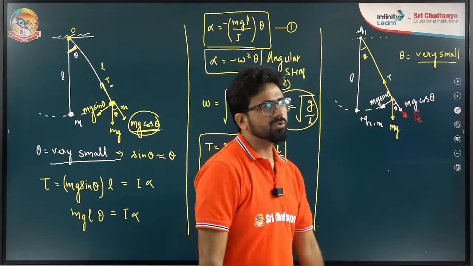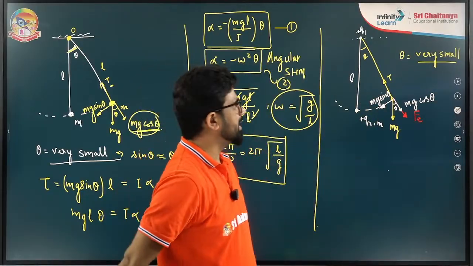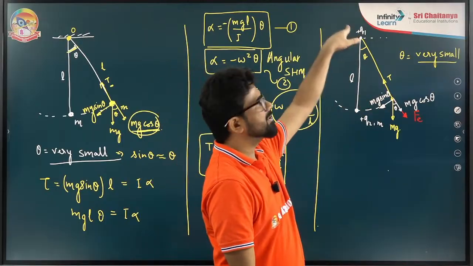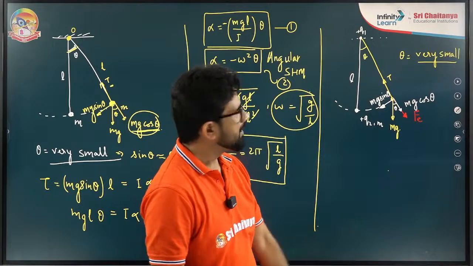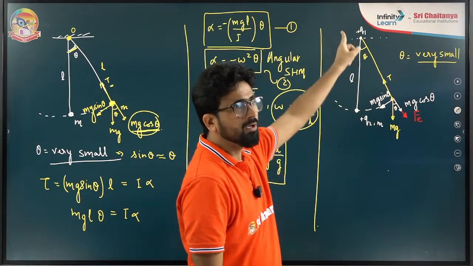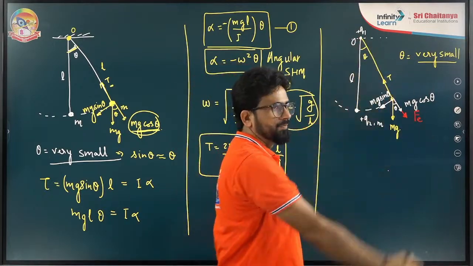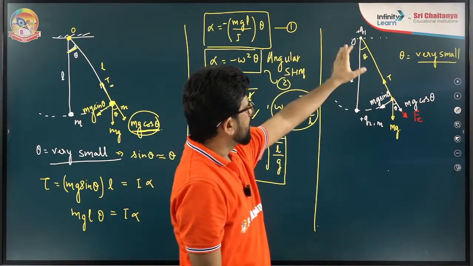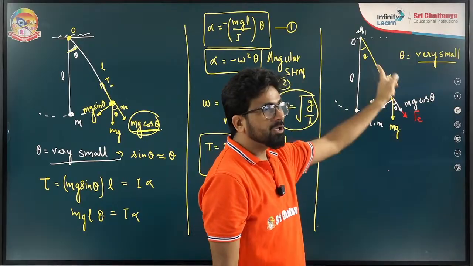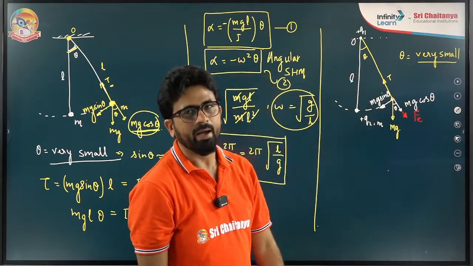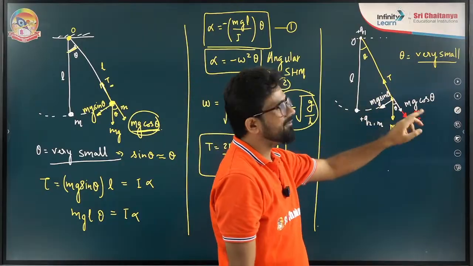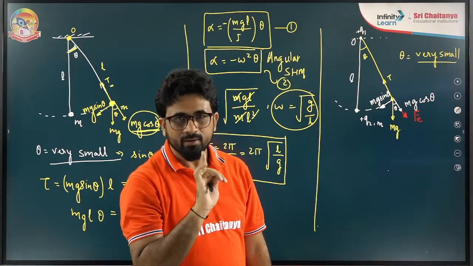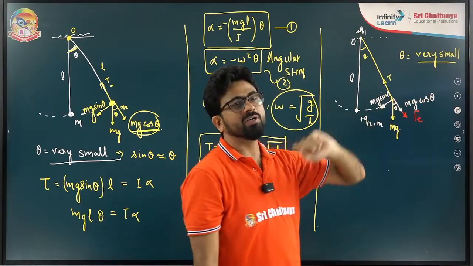So what is giving you torque, beta? Torque is given by only mg sin theta. Tension is not giving torque. Why not? Because tension is passing through the point of hanging O. What about Fe? Fe is also passing through the point of hanging. That means tension and Fe are not giving you any torque. Neither is mg cos theta giving any torque.